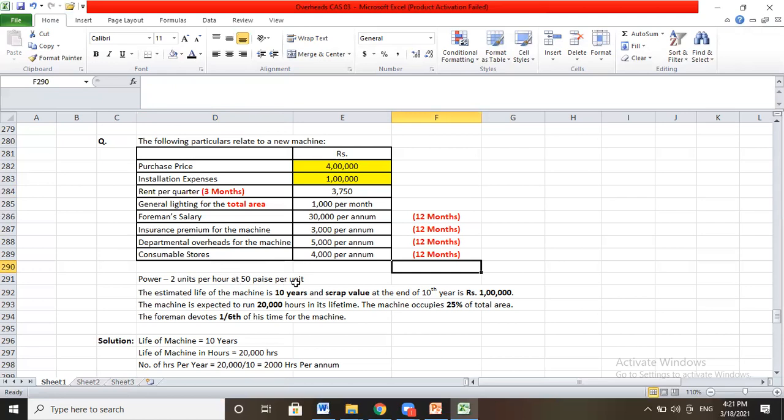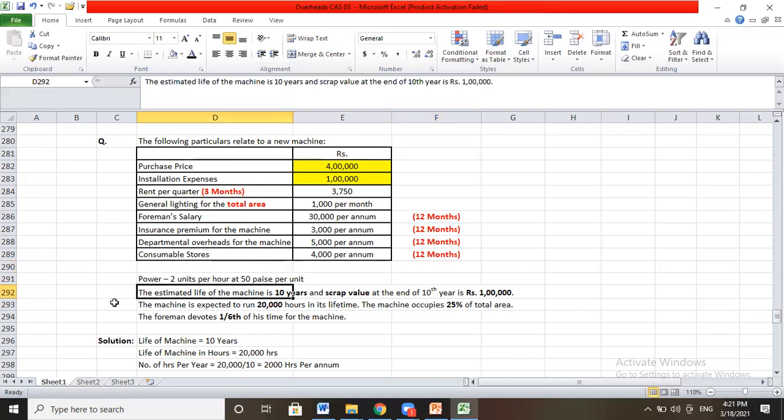Power required is 2 units per hour at 50 paisa per unit. Listen to this. Power requires 2 units per hour and at 50 paisa per unit. So 2 units of power are required for running the machine for 1 hour. And for 1 unit, it charges 50 paisa per unit. So 50 paisa into 2 will get 1 rupee per hour. Charges per hour is 1 rupee.